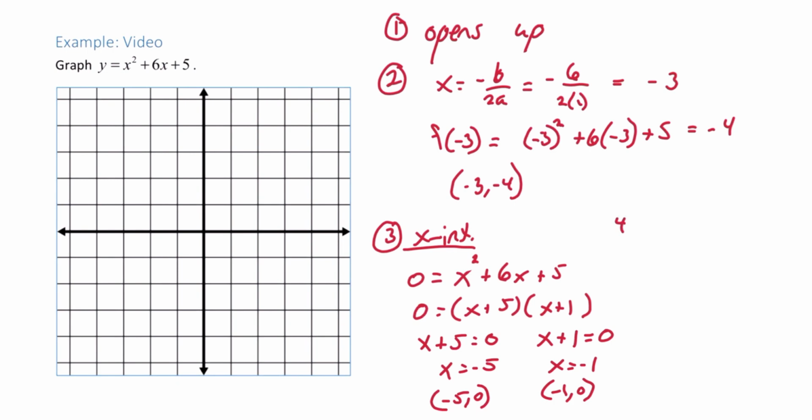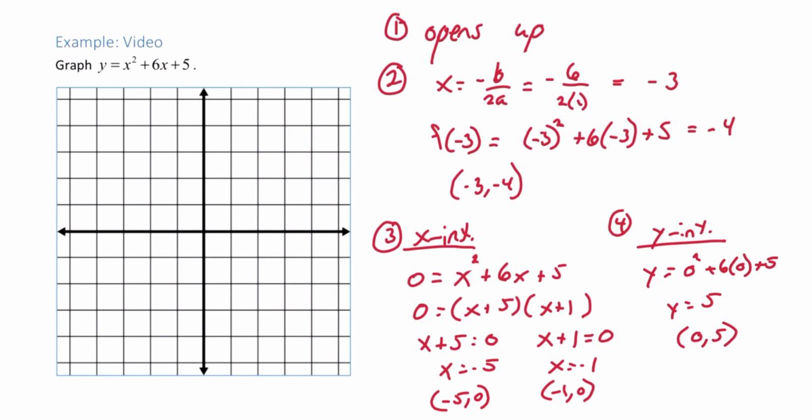To find the y-intercept, we set x equal to 0. So 0 squared plus 6 times 0 plus 5, y is equal to 5. Therefore, the y-intercept is 0, 5.